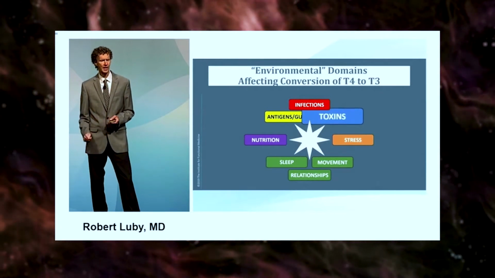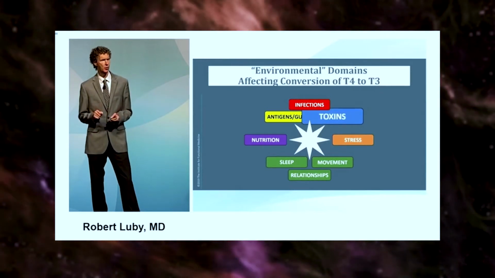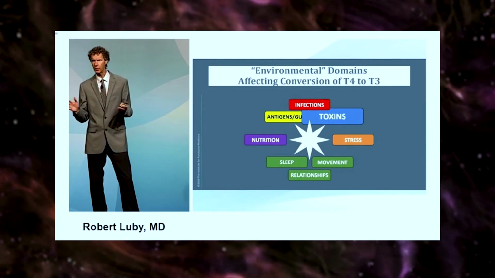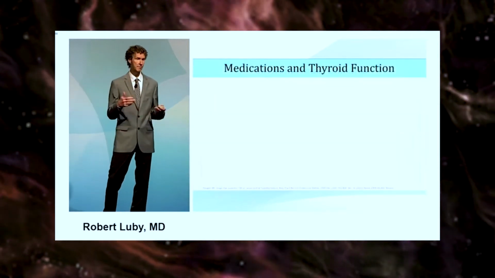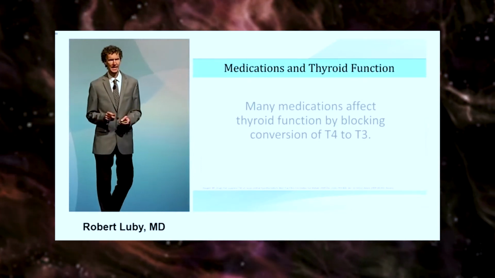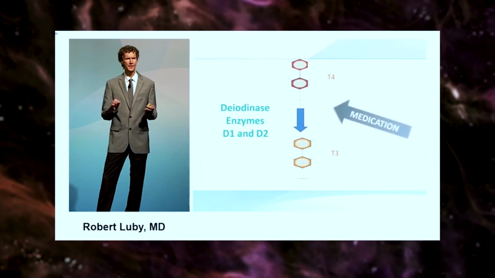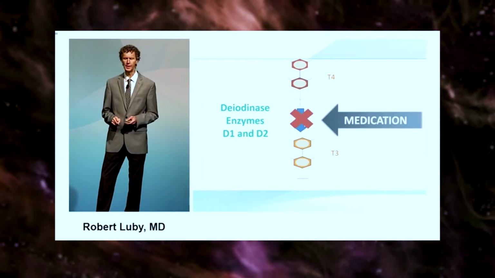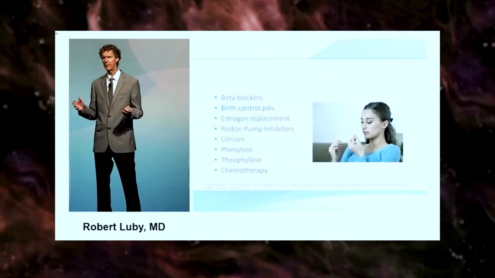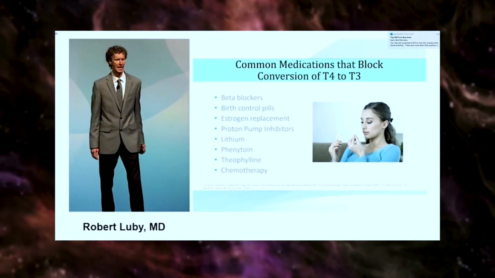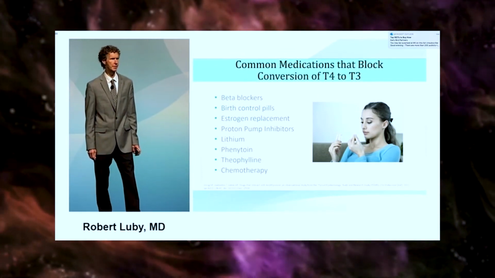All right, if we focus on toxins as affecting thyroid hormone conversion, a toxin to think about, let's shift away from environmental toxins and just focus on iatrogenic toxins: medications that block the conversion of T4 to T3. They block the deiodinase enzymes D1 and D2, and I'll bet some of us are prescribing these. Beta blockers, birth control pills, estrogen and proton pump inhibitors.